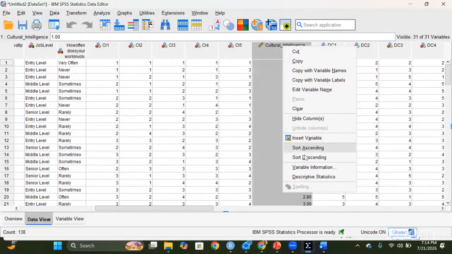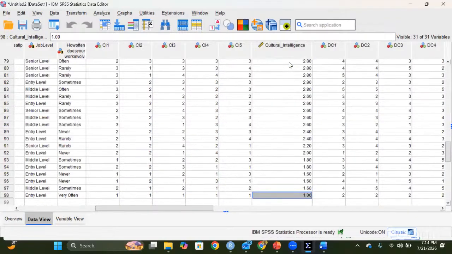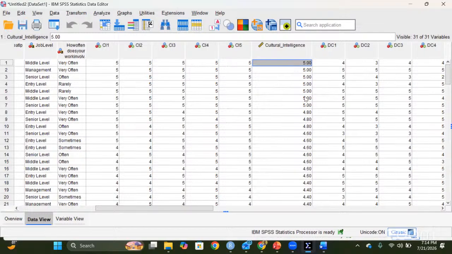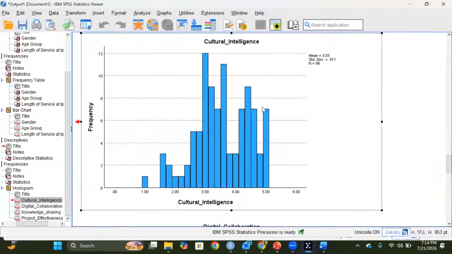If I sort in descending, my first value will be the highest, and the last one will be the lowest. So how many fives do I have here? One, two, three, four, five, six, seven. Seven. Let's go back to that chart. How many fives do we have here? Seven. Can you see?